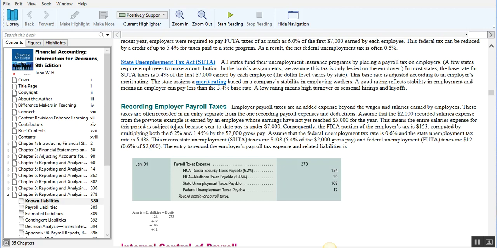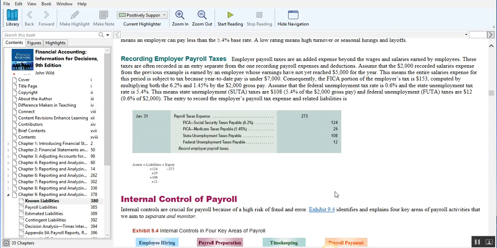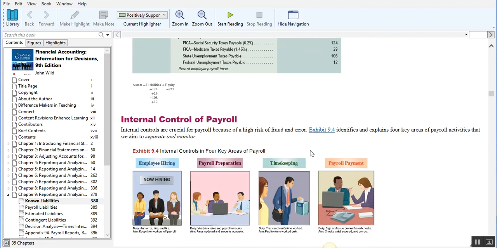So when you record the employer portion of payroll taxes, it's going to look like this. You'll debit payroll tax expense, and then you'll credit all the payables: Social Security tax payable, Medicare tax payable, unemployment taxes payable for the state, and then unemployment taxes for the federal. All of those items are going to be payables. And then when you actually pay those, you will debit the payables and credit cash.